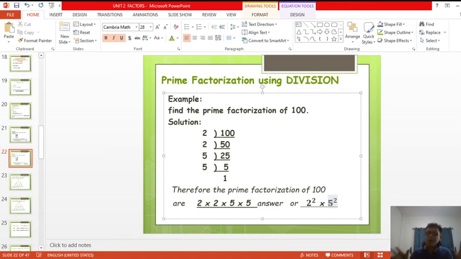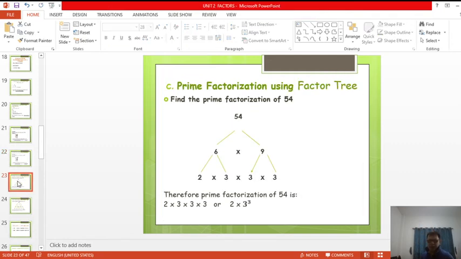So this is now method B, the second method. Earlier we learned prime factorization using multiplication, and here we are learning prime factorization using division. So let's go to the last one. The last one is actually similar to multiplication. It's almost the same thing, but you put in branches so that the number looks like a tree. If you imagine that it looks like a tree, that is why it's called prime factorization using a factor tree.